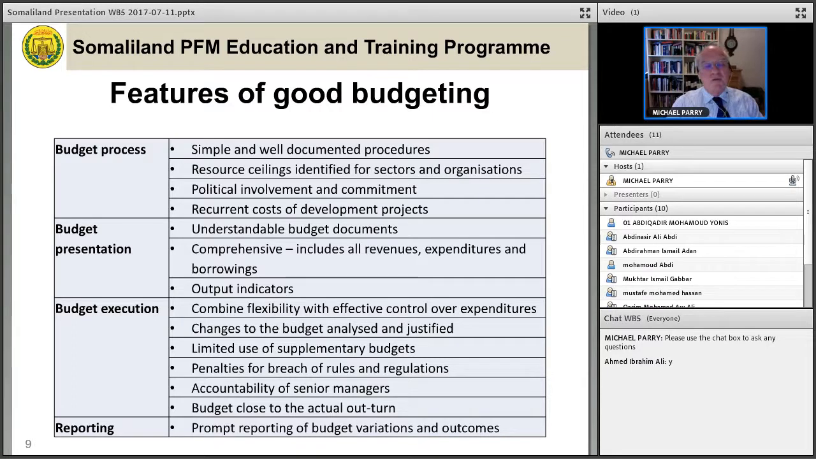And as far as possible, your budget should be as close as possible to what actually happens. You shouldn't forecast revenues which are 20% above the amount that you actually get. A 2 or 3% error is acceptable, but errors above 5% indicate that you've got something wrong with your budget process. And finally, reporting. There should be prompt reporting of budget variations and outcomes, which leads you into the accounting and the requirement for an accounting system which reports not just at the end of the year, but as the year progresses on the budget execution.